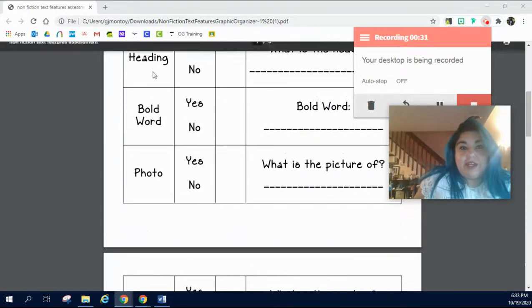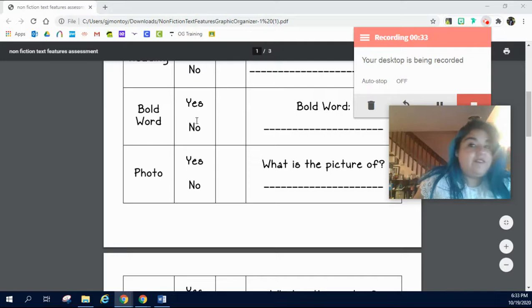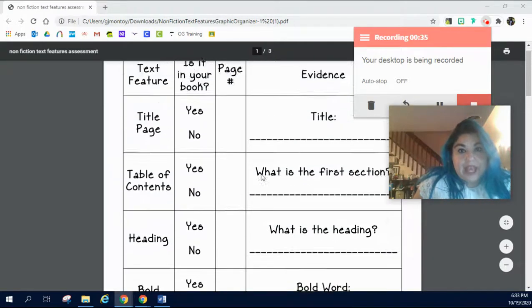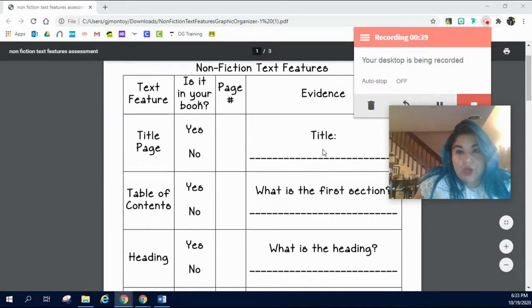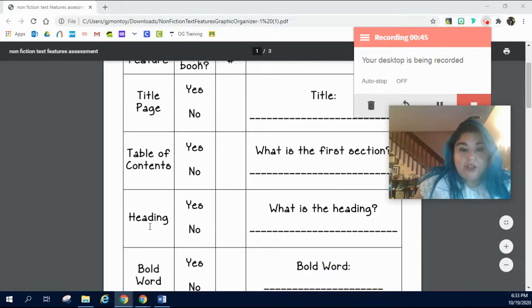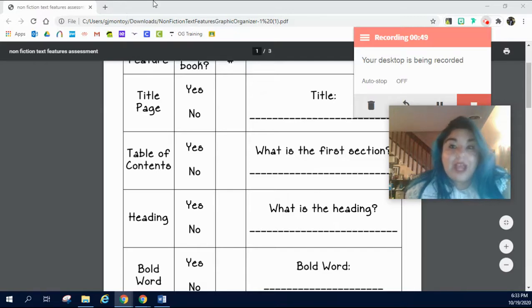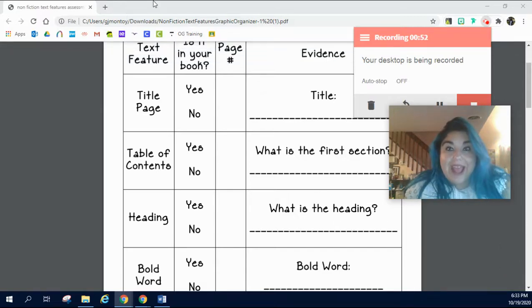If it does, I want you to circle yes. If it doesn't, circle no. Write the page number and write down what you know from that, like from the title page, write down the title. If it has a heading, write down what the heading is, okay? So go ahead and write those things down and then turn it in.